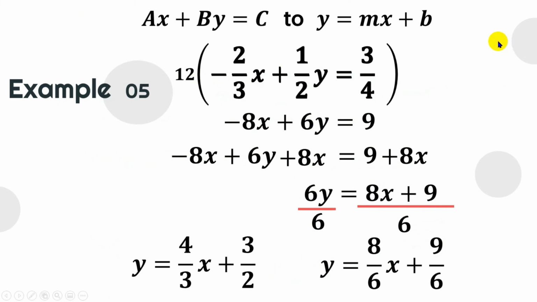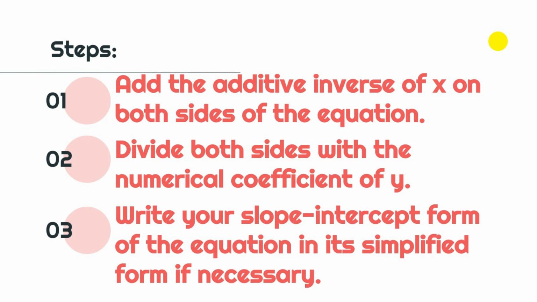So, ano-ano yung steps na sinundan natin para makuha yung ating final answer. So, step 1, we have to add the additive inverse of x on both sides of the equation. So, again, i-add natin yung additive inverse nung term na may x variable. Then, after that, we have to divide both sides with the numerical coefficient of y. So, bakit kailangan mag-divide? Kasi nga po, kailangan positive 1 yung numerical coefficient ni y. And then, on step 3, write your slope-intercept form of the equation in its simplified form if necessary.